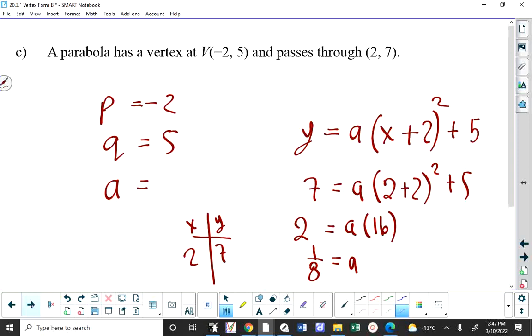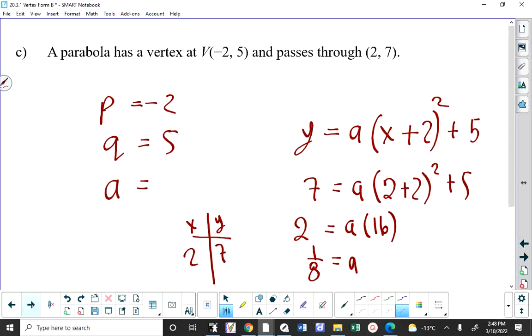Two plus 2 is 4. 4 squared is 16. So I have A times 16. When I subtract the 5 from both sides, the 7 on the left minus the 5 that I'm subtracting because it's in the way, it's surrounding A, will give me 2, so I have 2 equals 16a. Divide both sides by 16 and you get 1/8.